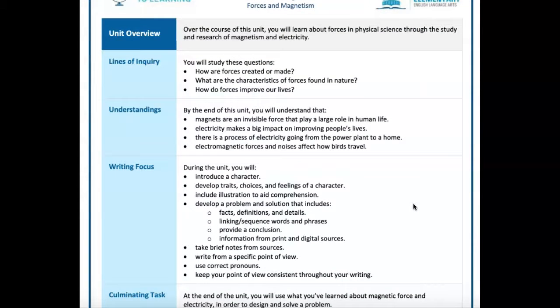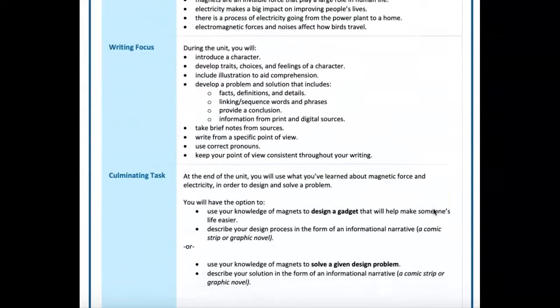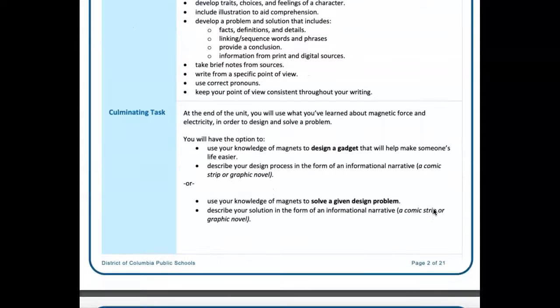Today, we're going to think about the questions. How are forces created or made? What are the characteristics of forces found in nature? And how do forces improve our lives? We have been learning about magnetism and electricity.